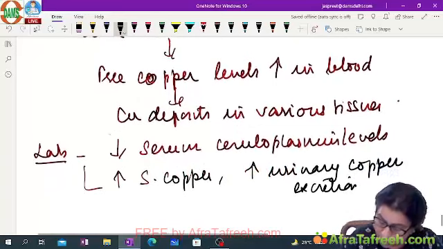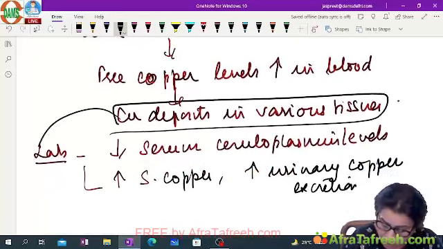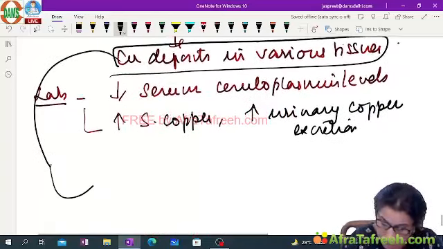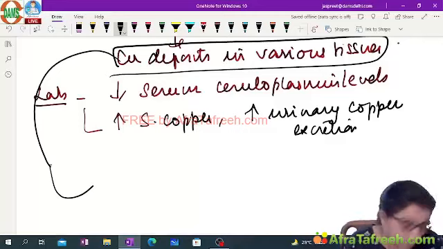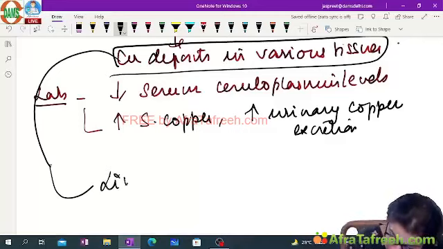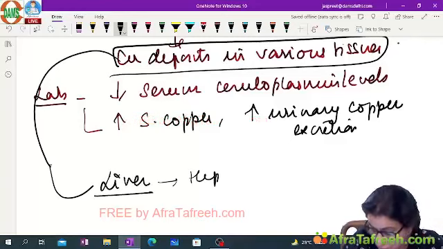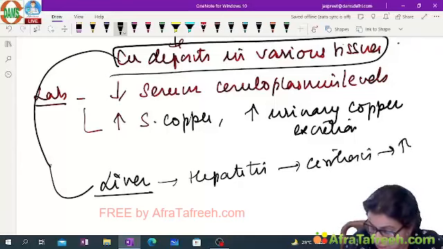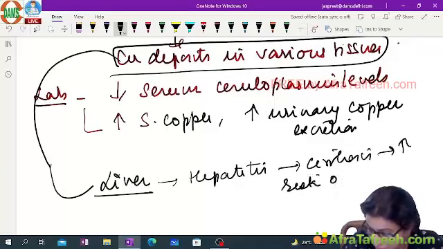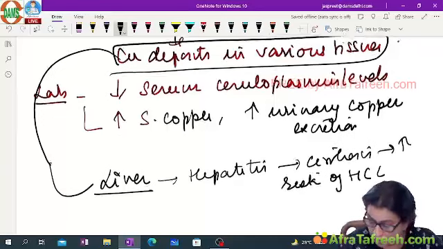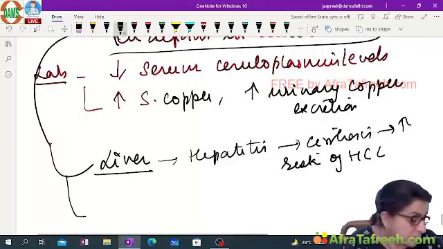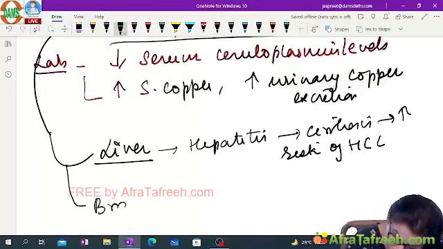Okay, now copper deposits in various tissues, copper accumulates in various organs. So which are the organs where copper accumulates? Number one, copper accumulates in the liver itself. And in the liver it can lead to liver damage, hepatitis, which can progress to cirrhosis, and increased risk of hepatocellular carcinoma.